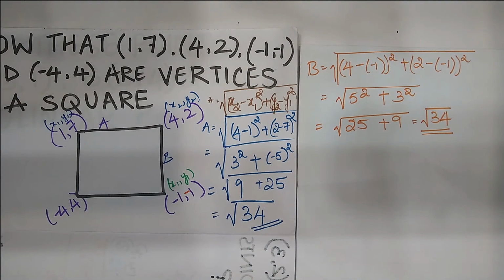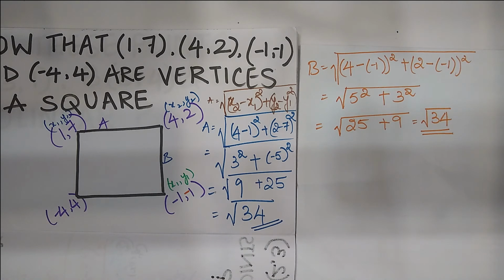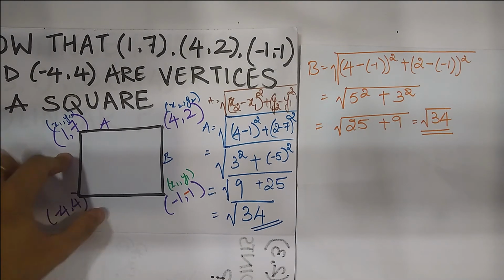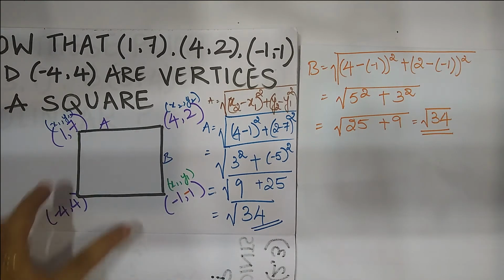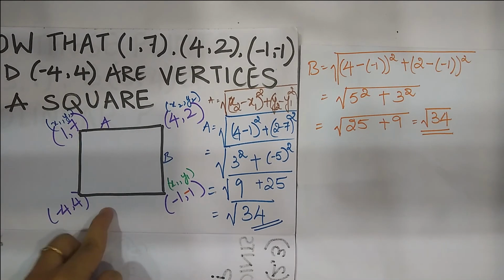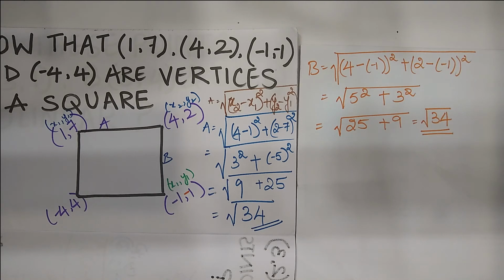Now remember, don't just stop at finding two distances and say that yes, it is a square. You will have to do it for all the sides. Because what if these two were the same and these two were different? Or maybe these three were the same and this was different. So you'll have to be careful and do it for all the sides. You cannot just give up after doing two sides, thinking it is enough to prove that it is a square. No. All four sides are important.